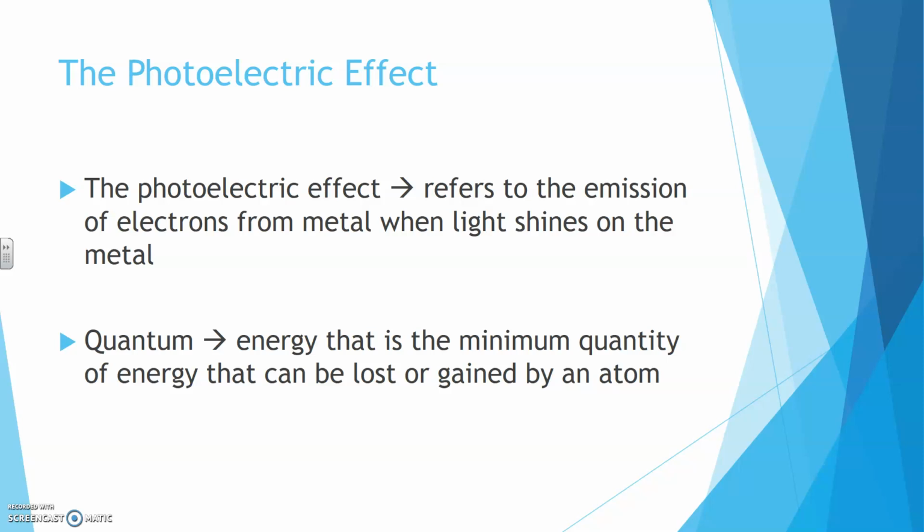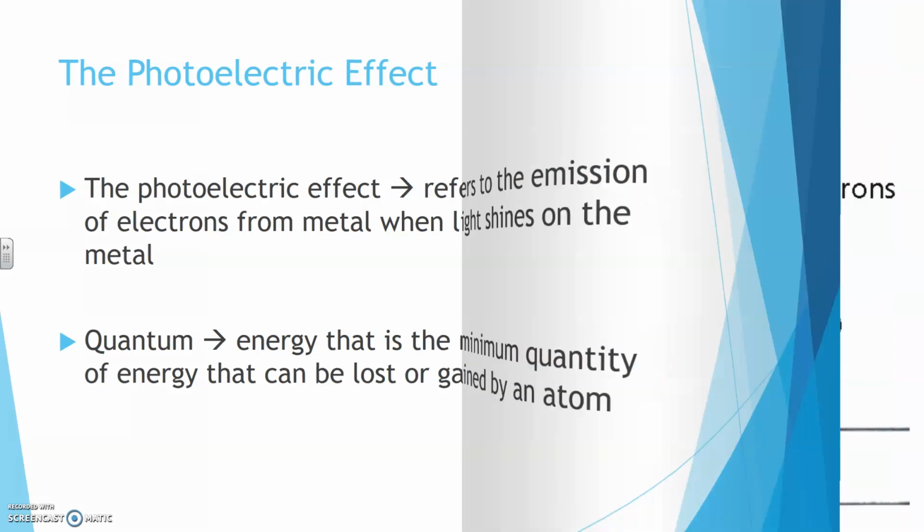When we also talk about this, we're talking about a quantum. A quantum is the minimum quantity of energy that can be lost or gained by an atom. It's basically a little bitty package of energy. It's saying that if the atom is going to lose energy, it's going to lose either this quantum of energy or more. Or if it's going to gain energy, it can only accept this amount of energy. So that's the quantum part.